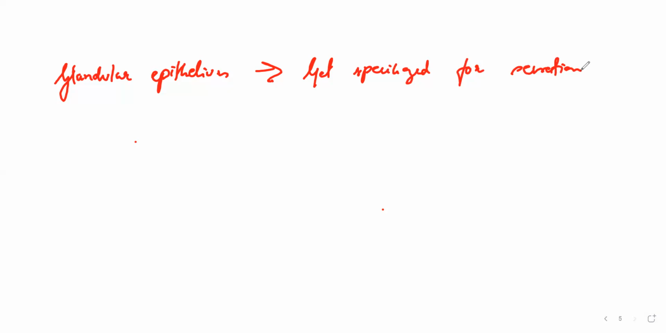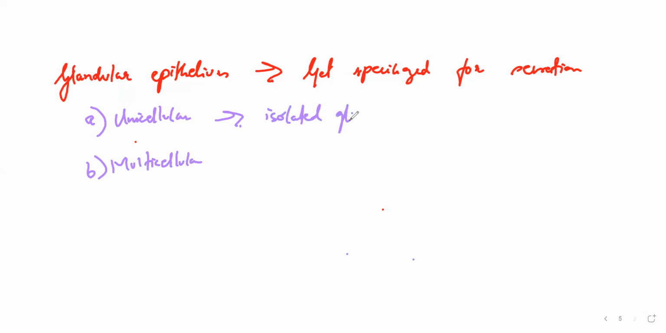One is called unicellular and the second one is multicellular. Now what is unicellular? In unicellular, whatever glandular cells are there will be isolated, because it's uni. Isolated glandular cells. And what is an example of this? The goblet cells, which are present in the alimentary canal, that is the stomach.